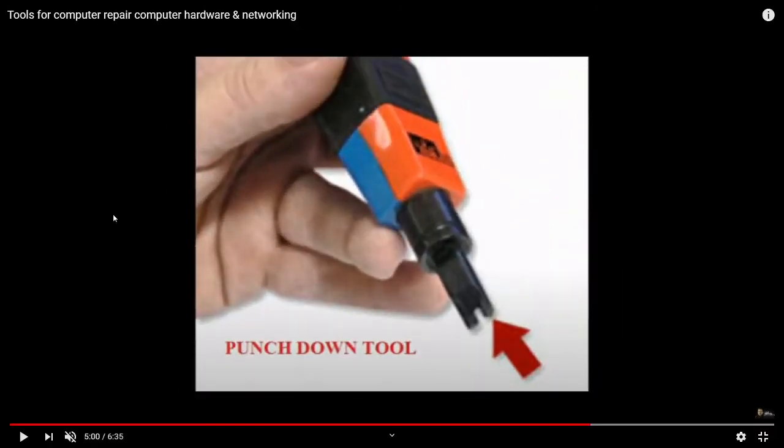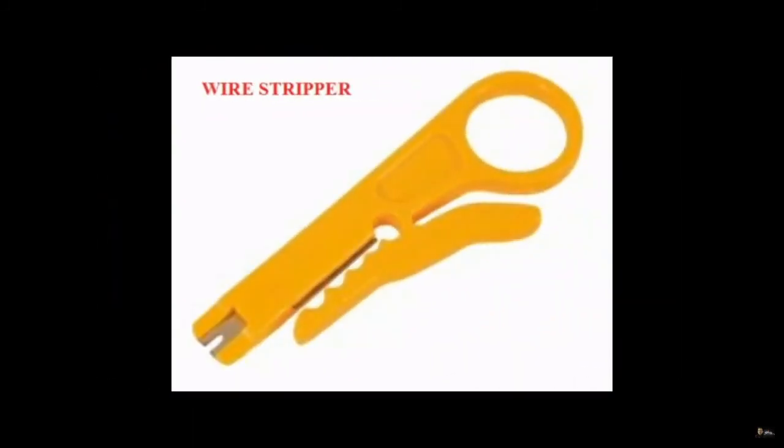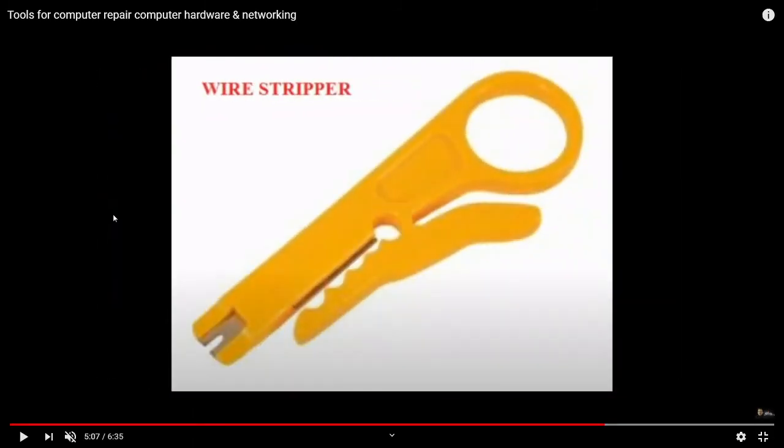Punch down tool. It is used for inserting wire into insulation displacement connectors on punch down blocks, patch panels, keystone modules, and others. Wire stripper. A wire stripper is a small handheld device used to strip the electrical insulation from electric wires.